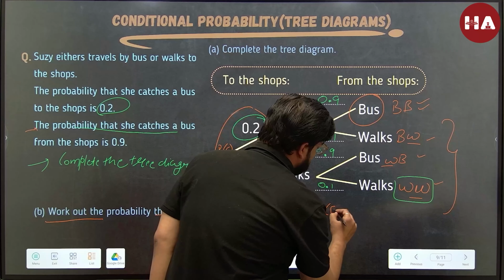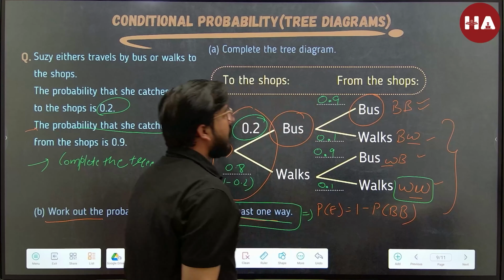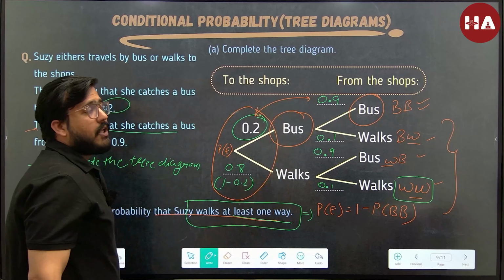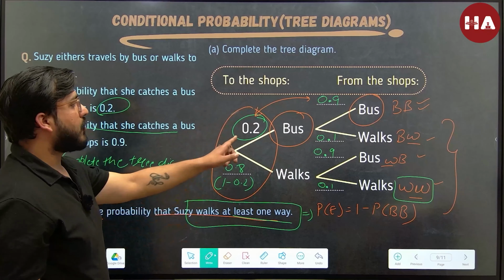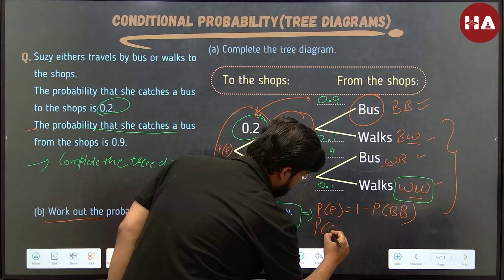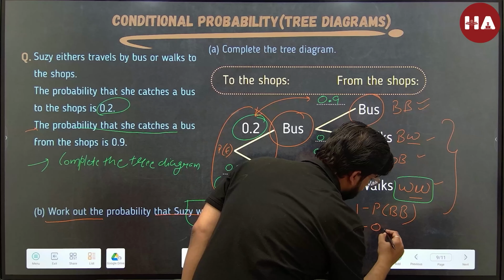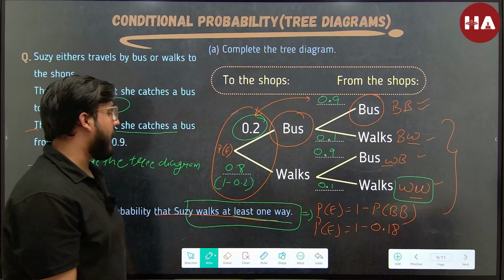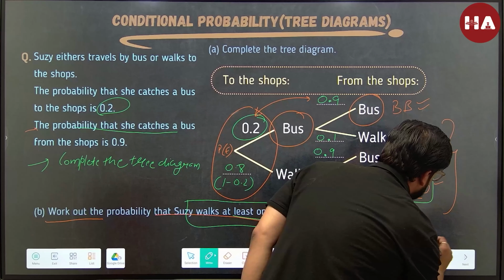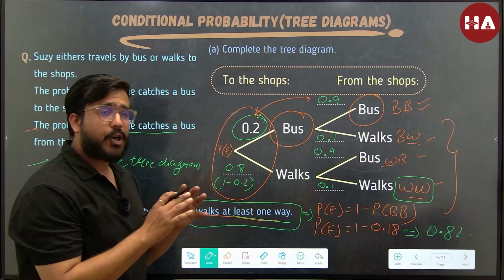So probability of this event will be equal to 1 minus probability of bus and bus. Now how to find the probability of bus and bus? So this will be formulated as per the AND rule. So you have to find the value as per the AND rule. So this will be coming as what? 1 minus 0.2 into 0.9. So this will be 0.18. Now the probability of Susie walks at least one way, this will be giving you the answer, and the answer is 0.82. Okay, I hope you got the concept now.